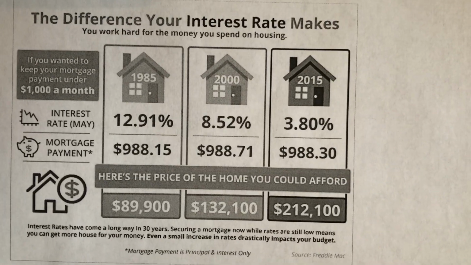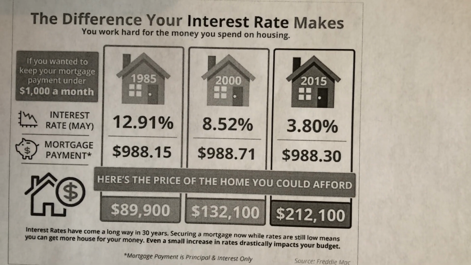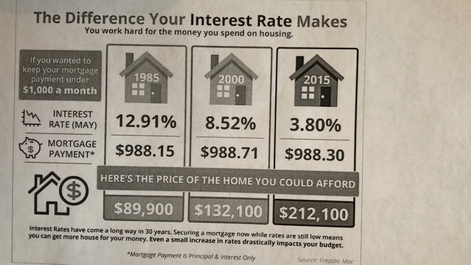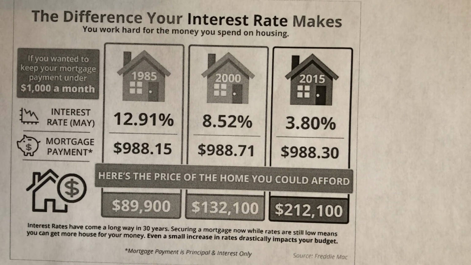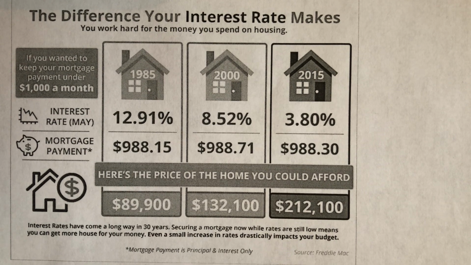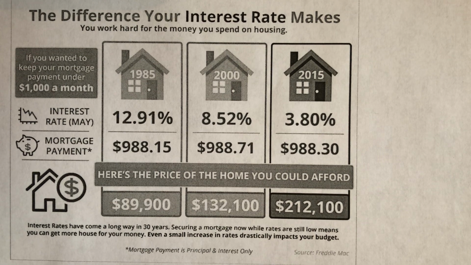All right, for a comparison, if you came to the bank and said, I can afford $1,000 a month for my mortgage. Okay. In 1985, the average interest rate was 12.91%. You could afford a $90,000 house. Okay. By 2000, it had dropped to 8.5%. That allowed you to buy a $132,000 house and have the same payments.